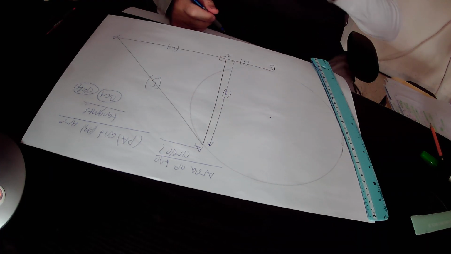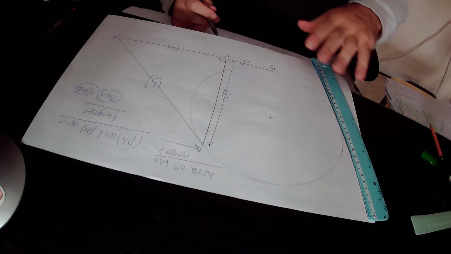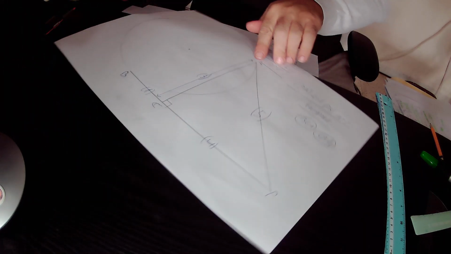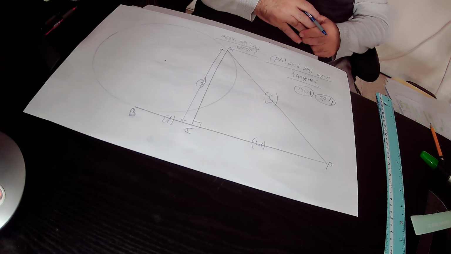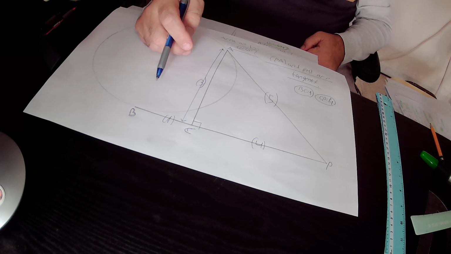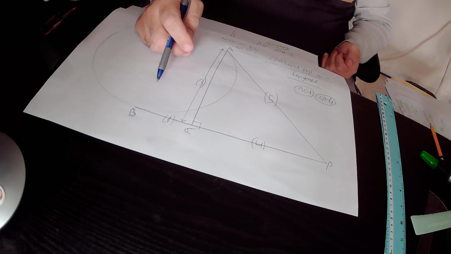Yeah, AC equals 3 units in length, the missing side. BP is a tangent at the second point B. BP is a tangent, so it is absolutely a straight line.